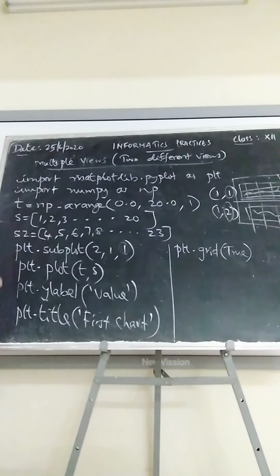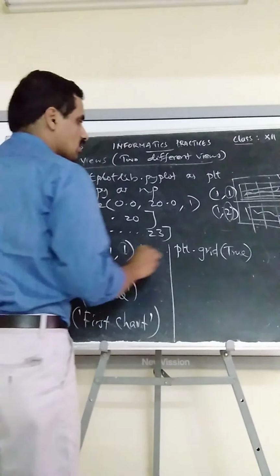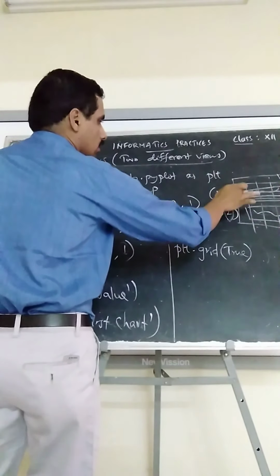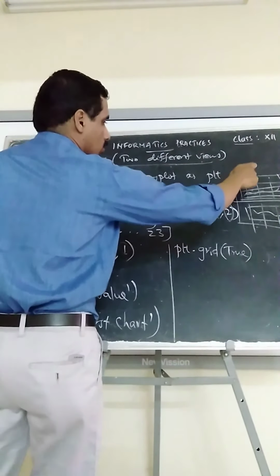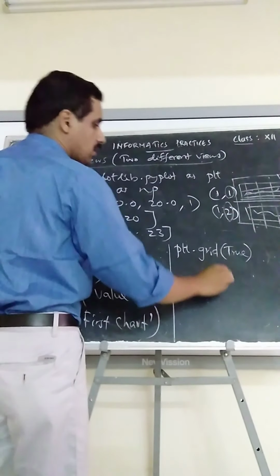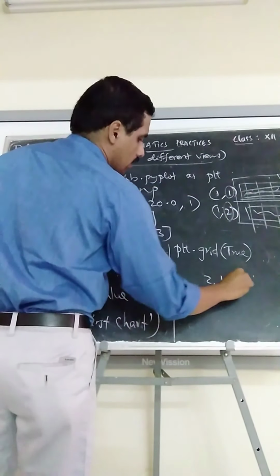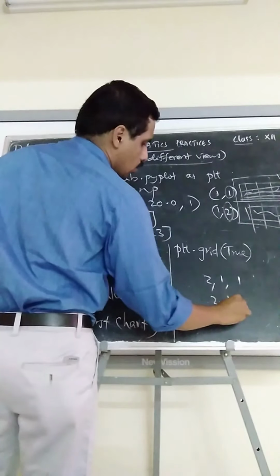That means we have two subplots. Out of the two subplots, you will find these two subplots in one plot. That's why we write 2, 1, 1 for the first one, and for the second one 2, 1, 2.